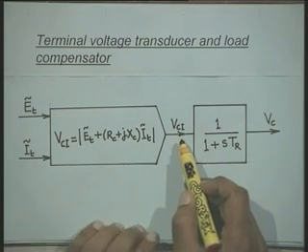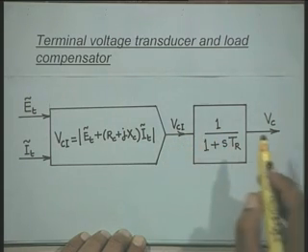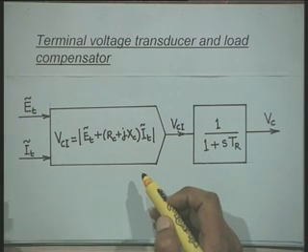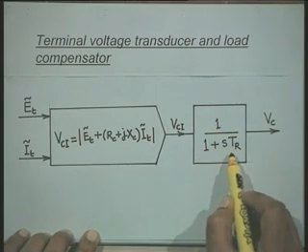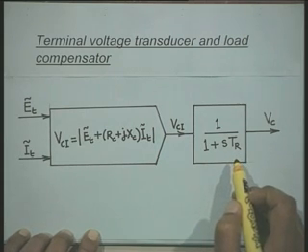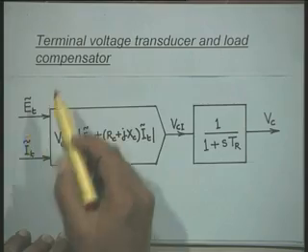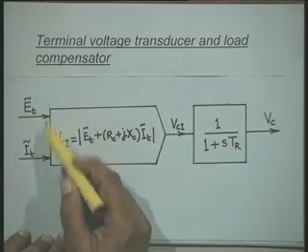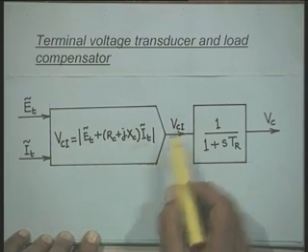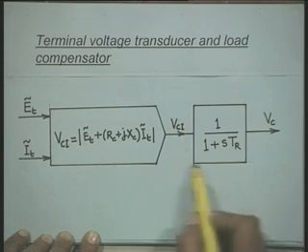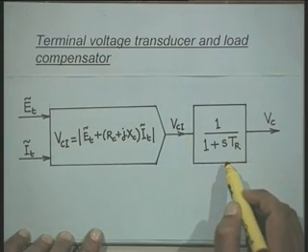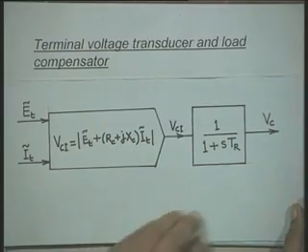Now, when this signal VCI is processed, there will be some time delay in the processor, and this time delay is represented by the transfer function 1 divided by 1 plus s times Tr. This time constant Tr is generally very small. In many simulation studies, it can even be neglected. Therefore, we can say that the terminal voltage transducer and load compensator has two blocks. The first processing block computes this expression and takes its magnitude, and then it passes through a first order transfer function, which represents the time delay of the transducer.